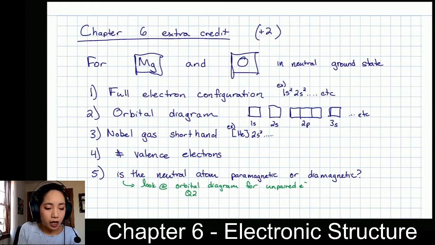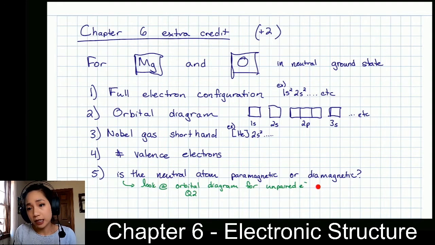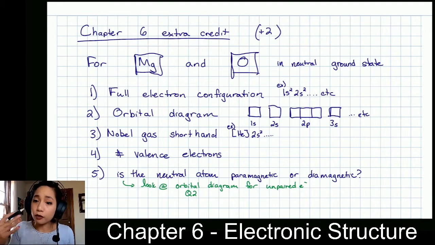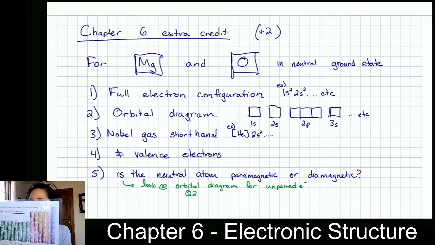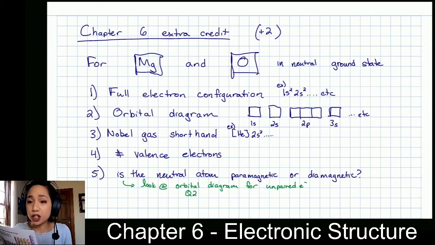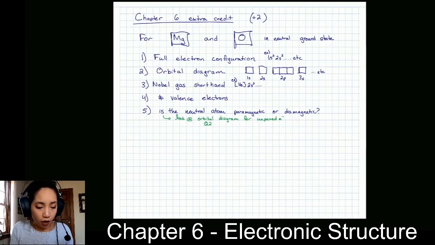In the coming slides, we will look into doing orbital diagrams, noble gas shorthand, the number of valence electrons, and what paramagnetic and diamagnetic mean. I just want you to have this in the back of your mind as we move forward with these different topics. So we have this first one in mind: the full electron configuration of atoms. We just use the periodic table, count, and start filling our different subshells until we get to our desired atom or element.